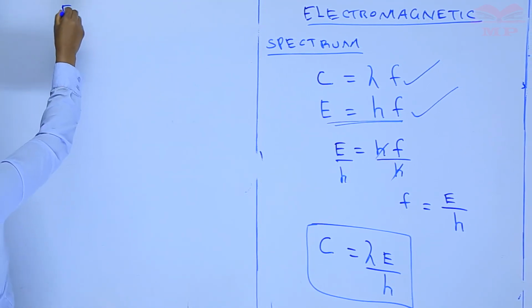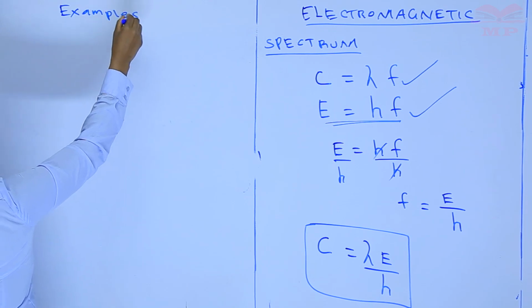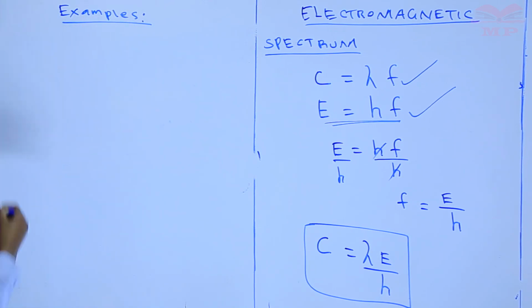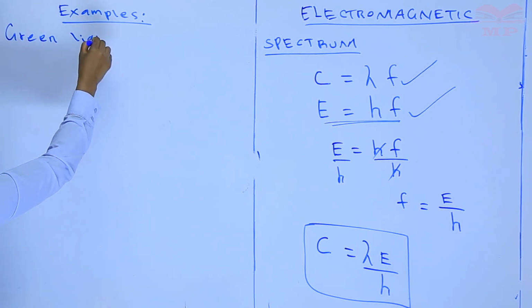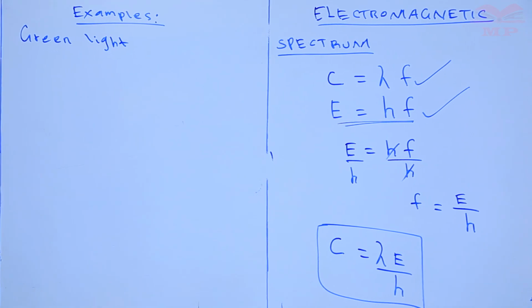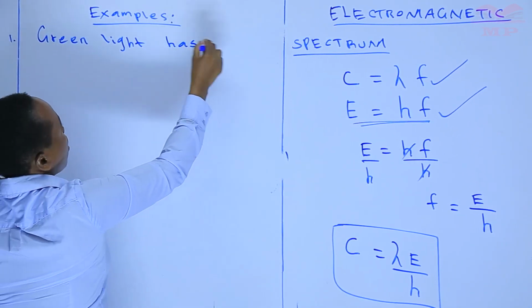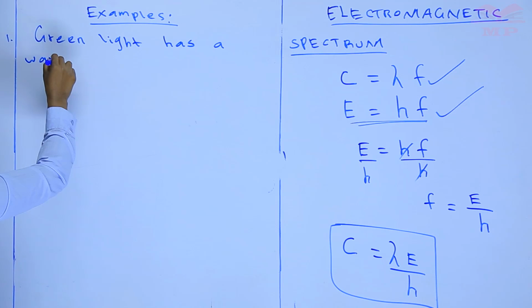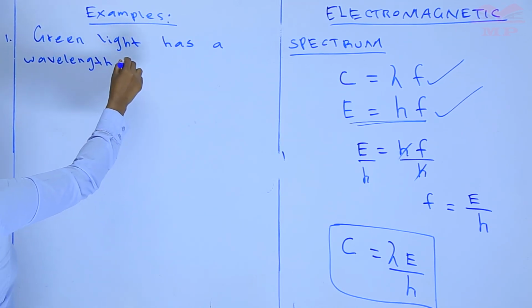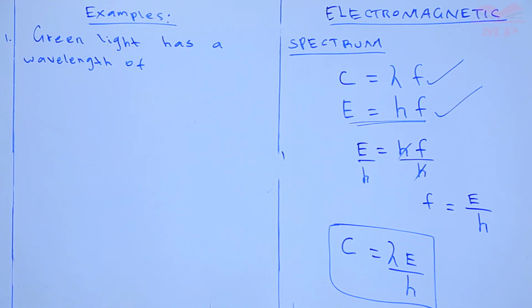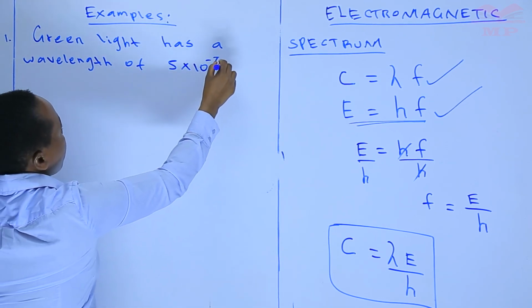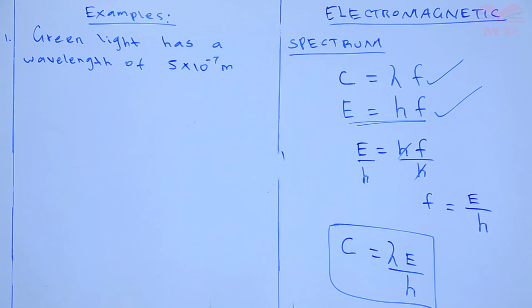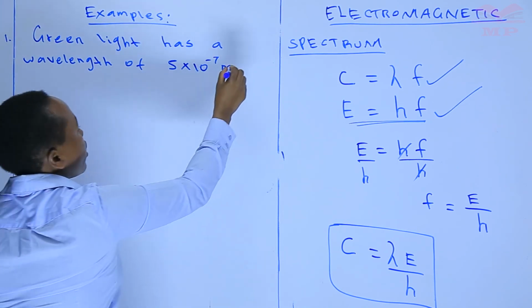So, some examples. Example number 1, we have the following question. Green light has a wavelength of 5 multiplied by 10 power -7 meters. That is the wavelength. You are told to calculate the energy it emits.